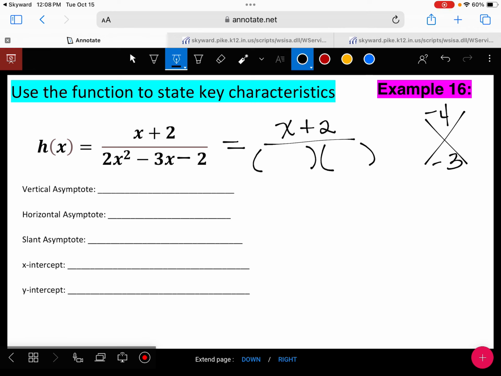Yeah. All right, so can you all do me a favor? Can you all change this from a +2 to a -2? So we can factor it. So make this a -2. And now go ahead and factor it.